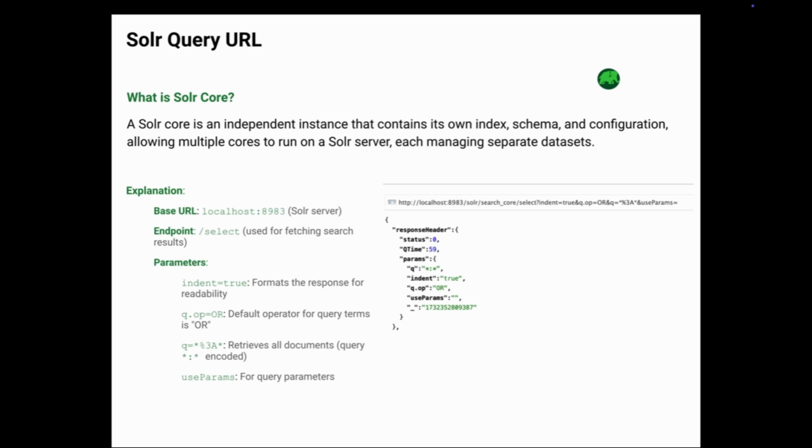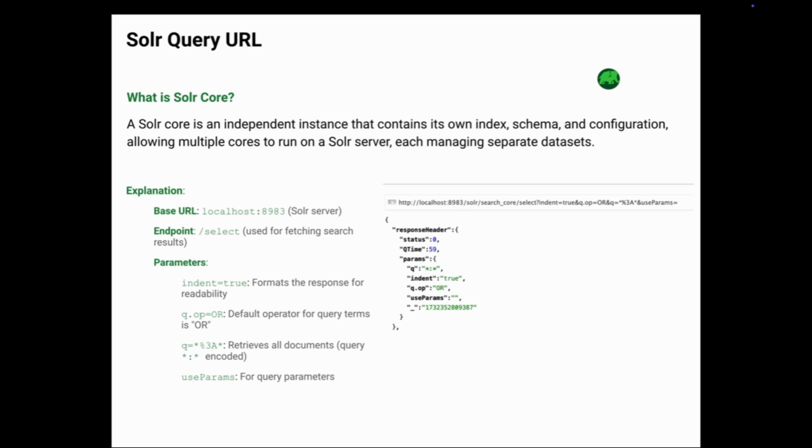Now, let us move on to the Solr query URL, as you can see on the screen. Here is how it breaks down. The base URL is typically localhost:8983, the address of your Solr server. The select endpoint is used to fetch search results.